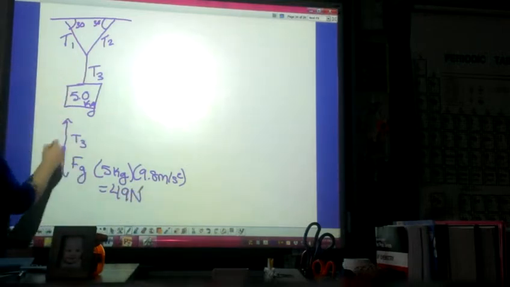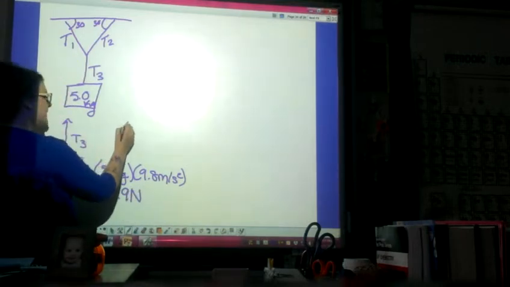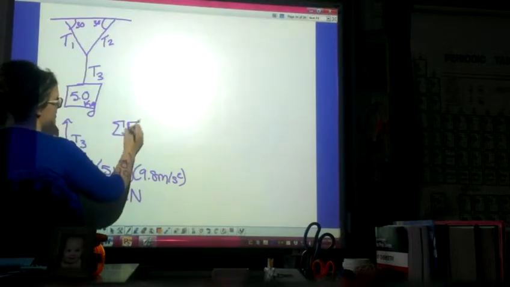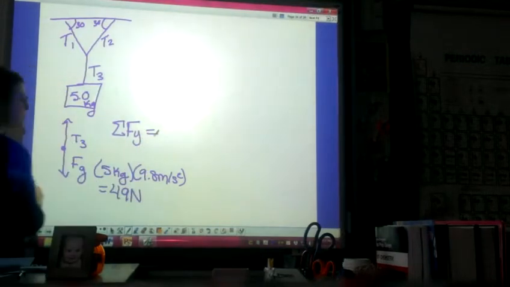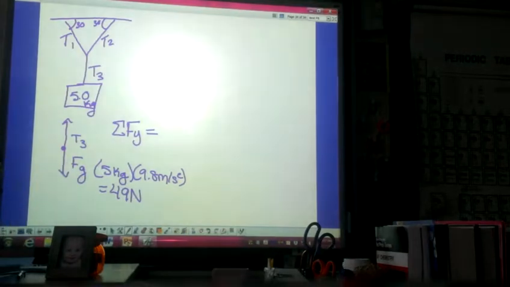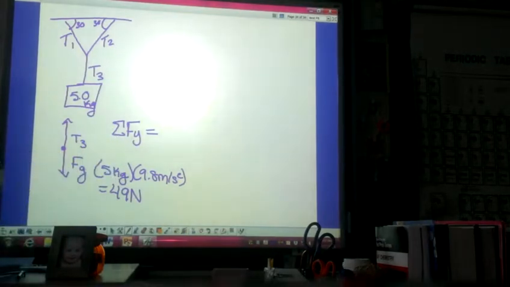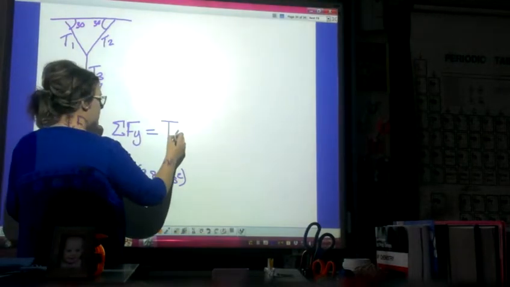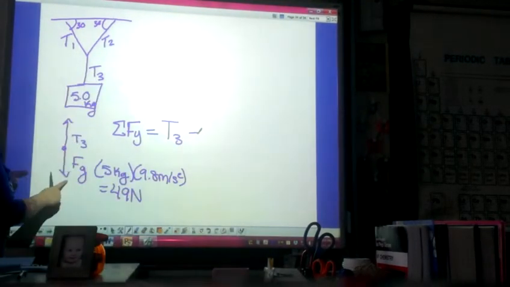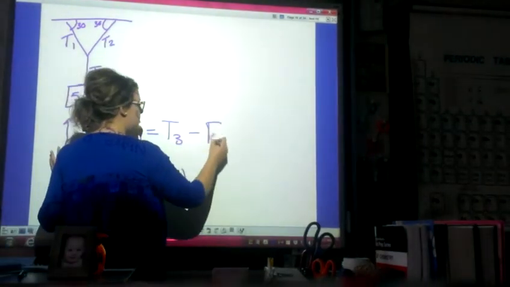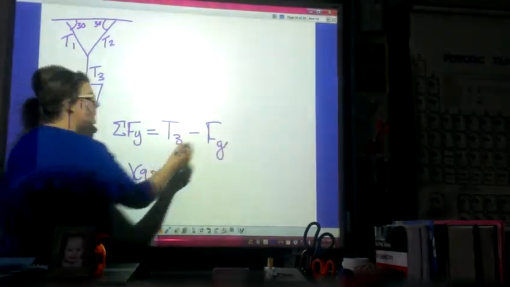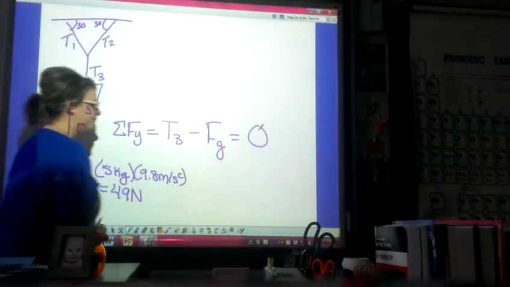And the reason that I know that these are equal, because I want you to set this up. The sum of the forces in the y direction is equal to. If you don't show me this, I'm giving you a 0. You have to show me the sum of the forces in the y, or you have to show me the sum of the forces in the x. It's imperative that you write these. So I know that the sum of the forces in the y will be T3 minus the weight force. So the tension minus the weight force. Since it's at rest, it's equal to 0.